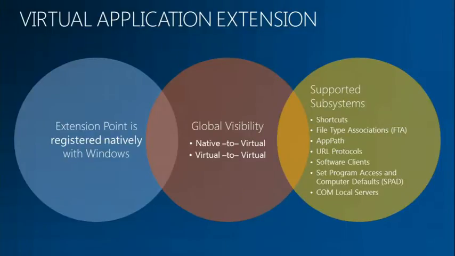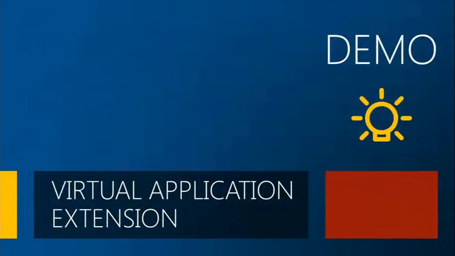And so when we talk about supported subsystems, two of them you'll know, shortcuts and file type associations. They're extension points. They register with the operating system. We'll talk about app path. URL protocols, I'm going to show you a demo of how you can configure and manipulate the URL protocol to have the default mailto for an email client, software clients, COM. It's all there. There's a lot of documentation around this. But extension points are a very systematic way of getting applications to talk with the native system and with other virtual applications. So I'll do a quick demonstration.